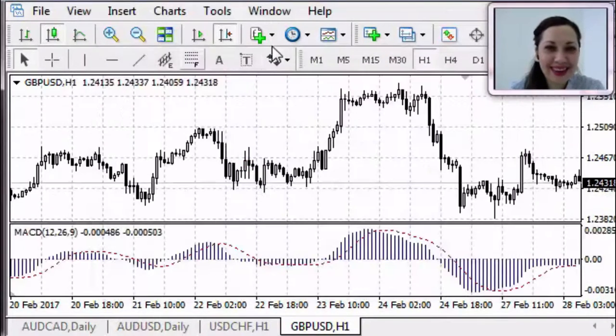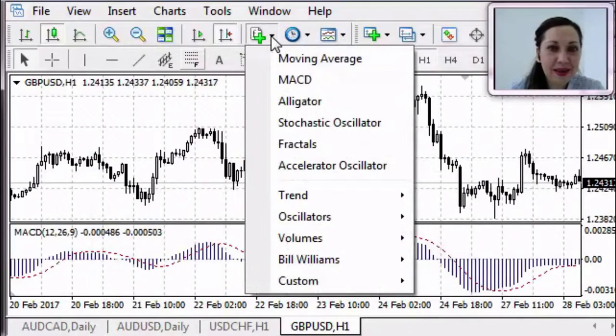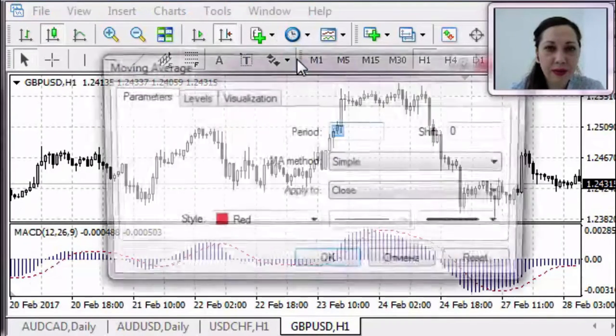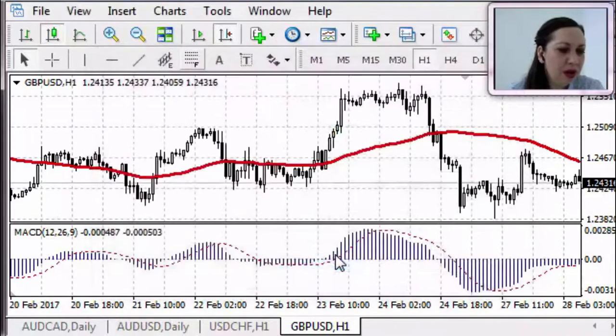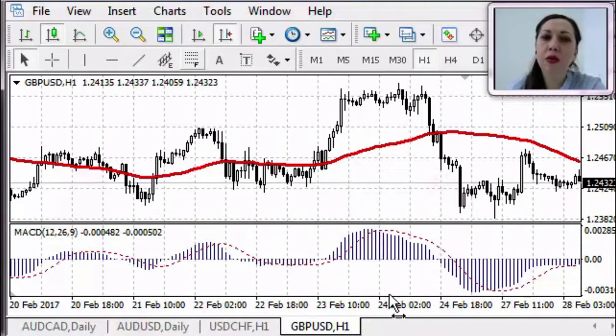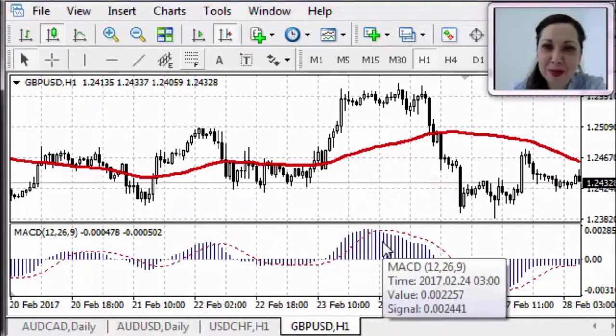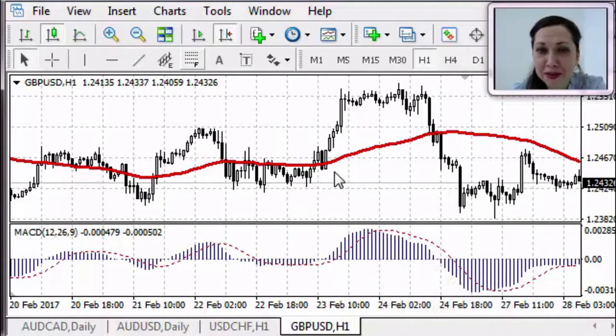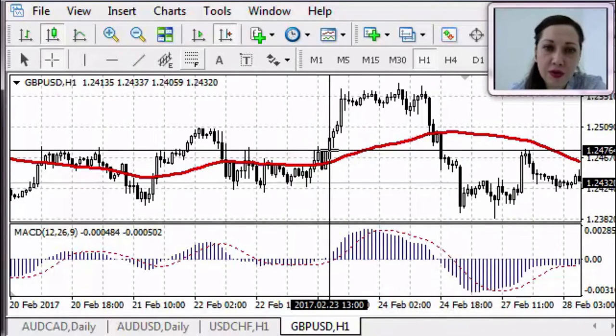Let's set it. And moving, for example. Any moving. We have 50. Okay, no problem. With the help of moving, or with the help of MACD, they're both trends, we can identify the trend. Let's take moving, it's more explicit for me. So, we opened buy trade.